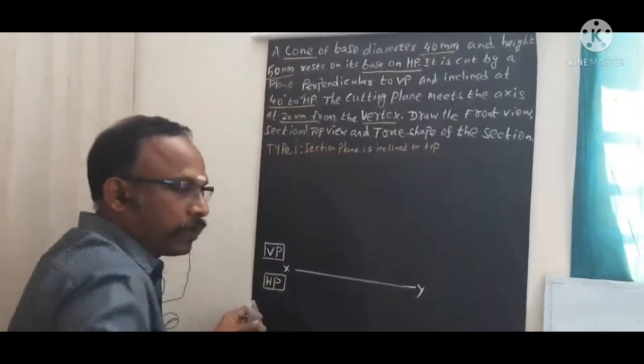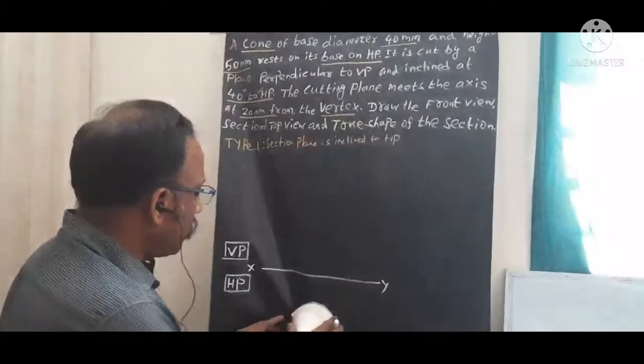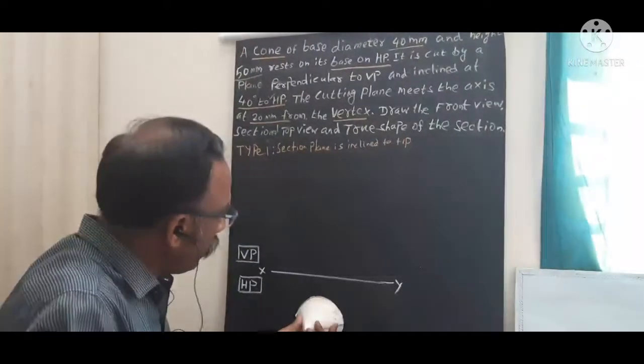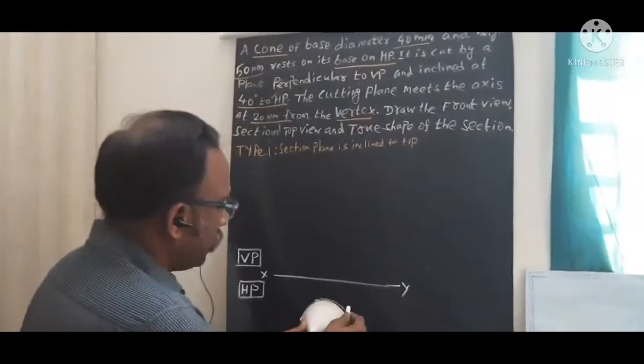Now we are going to draw the top view first. So this is the cone. Now I am going to draw the top view of the cone. It will be seen as a circle. Top view of the cone will be seen as a circle. So I am going to draw this circle.